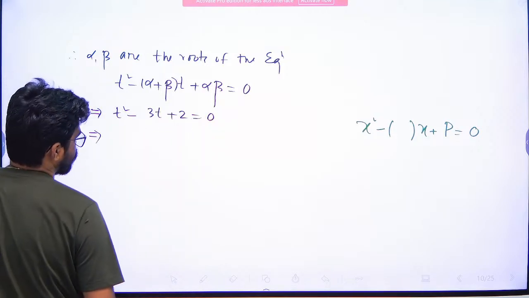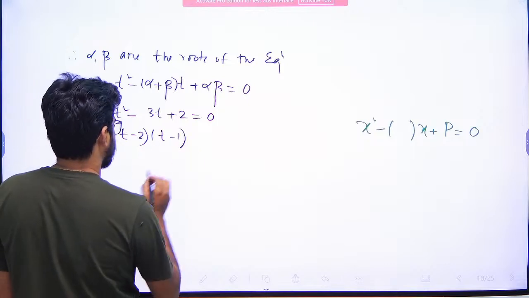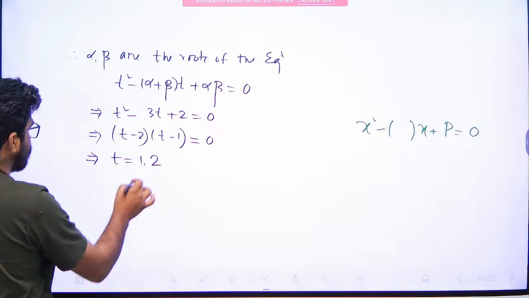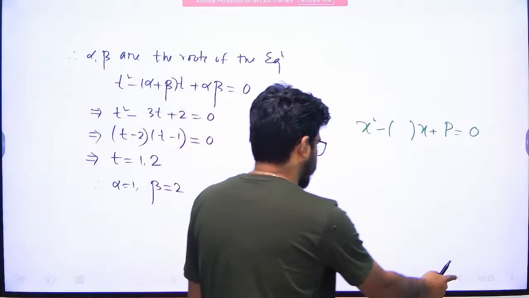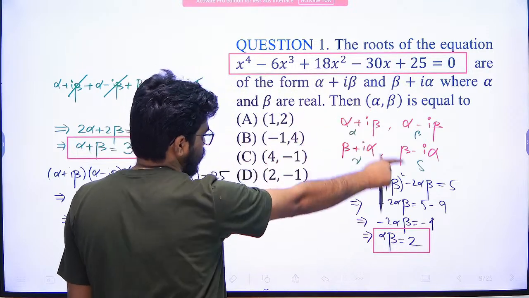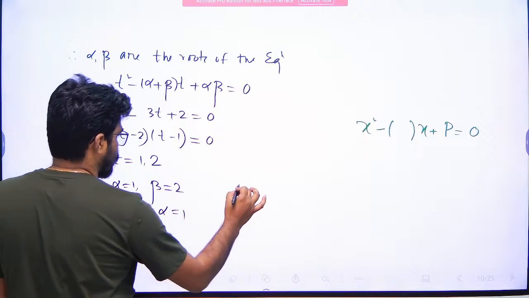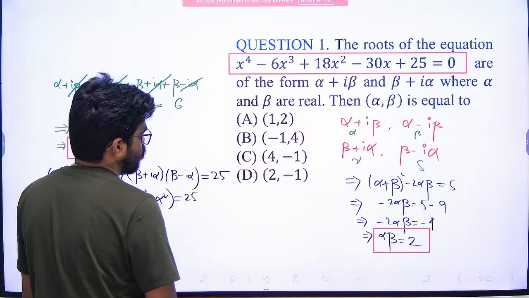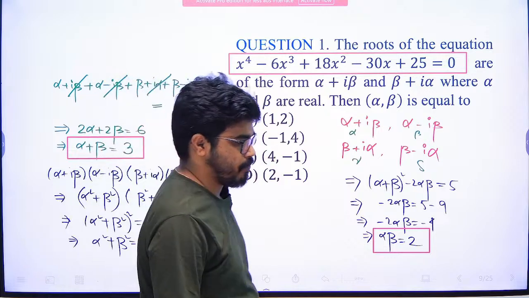If we factorize this, t minus 2 into t minus 1 is equal to 0, so t is equal to 1, 2. One of the values is alpha. Suppose alpha is 1 and beta is 2. See, this satisfies the two conditions, alpha plus beta is 3 and alpha beta is 2. Alpha could be 2 and beta 1 as well, so either 1, 2 or 2, 1. So option A is the correct answer.